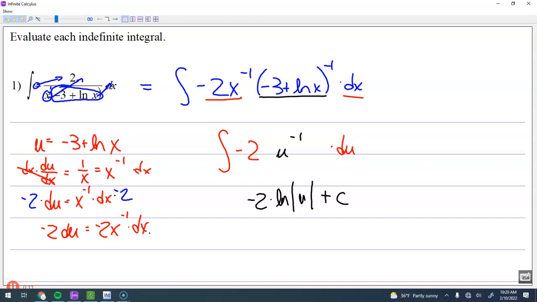So the derivative of natural log is u to the negative first. The integral of u to the negative first is natural log of u. You need absolute value signs because you can't take the natural log of a negative number. So we have to force it to be positive. And then I just plug back in negative 3 plus ln x in place of u. That's the answer. I'm going to do it again, like talking through the other way. But question though, do you have to leave the absolute value? Yes, because you can't take the natural log of a negative, so we kind of have to force it to be positive.